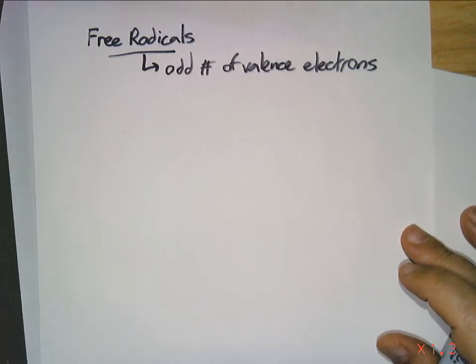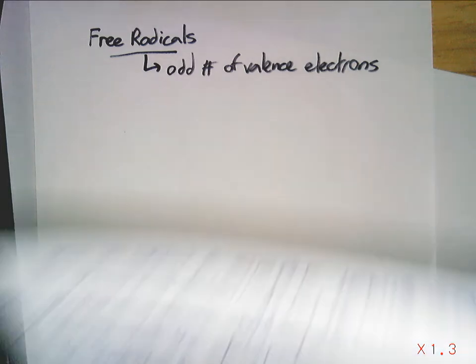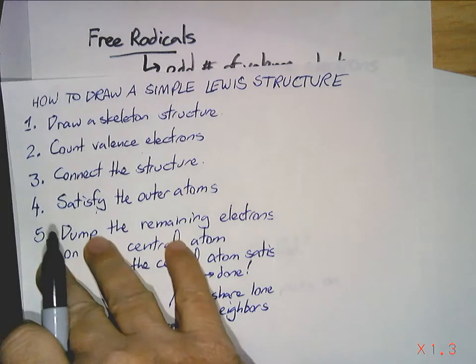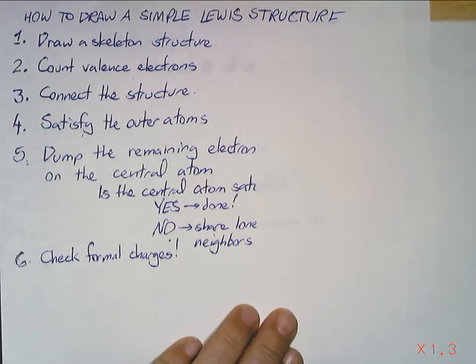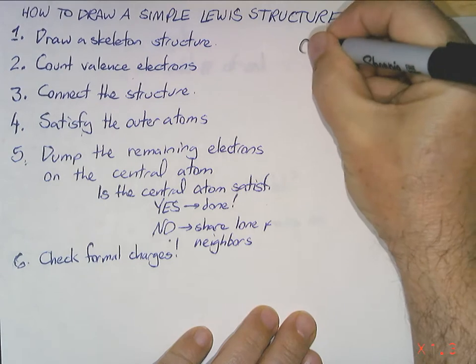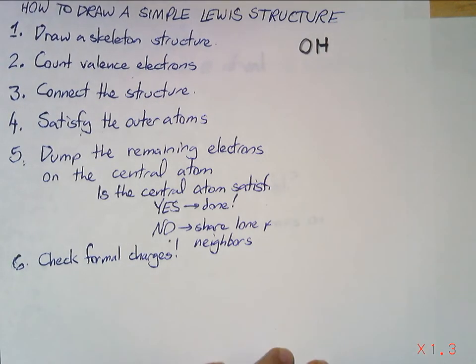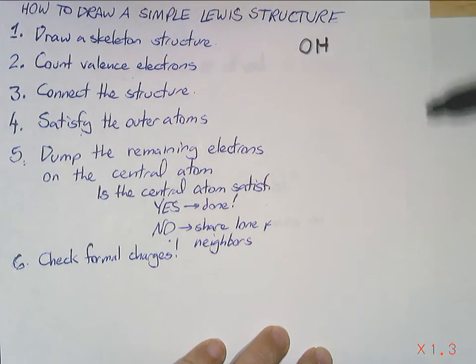Now let's start out by doing a structure for a very simple free radical. Let's do the OH radical. So here's our recipe for doing Lewis structures, and we're going to follow that in order every time. We've got an OH. This forms in the upper atmosphere, OH radicals. And let's take a look at how to draw the skeleton structure.